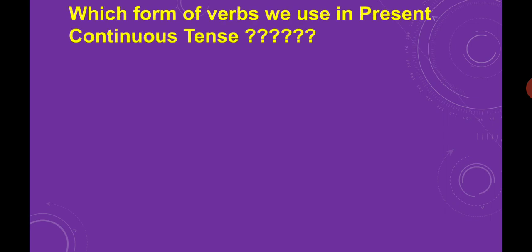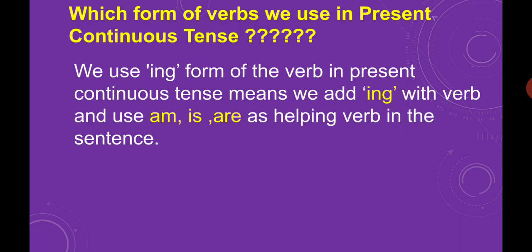Which form of verb do we use in present continuous tense? Let's see. We use the ing form of the verb in present continuous tense, meaning we add ing to the verb, right? And we use am, is, are as a helping verb in the sentence. And as I told you, we use the helping verb before the ing form of the verb.